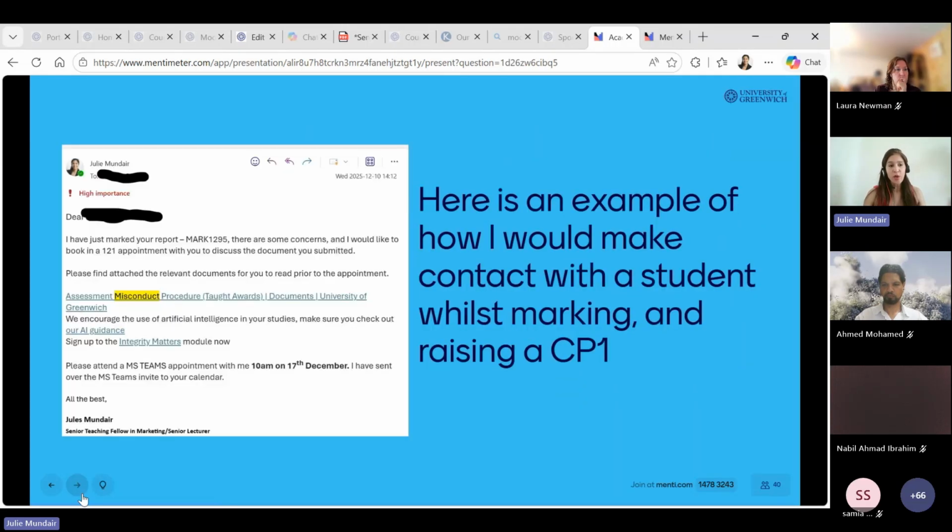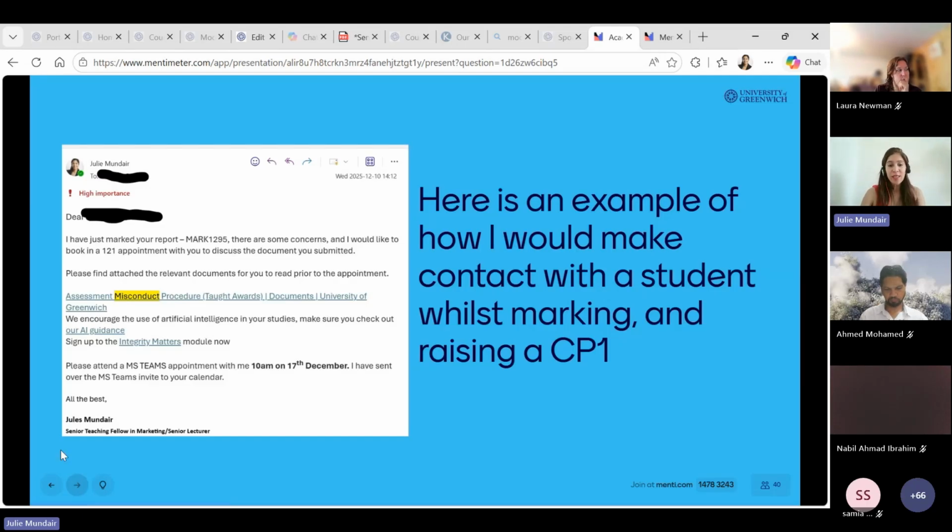So this is what I do. I'm marking my assignments. I've picked up a piece of work and I've thought, actually, this is not your work. This is AI. Not one bit of it is your original thought, your original thinking. You haven't shown me evidence of wider reading, research, etc. And I will therefore send an email to that student whilst marking.